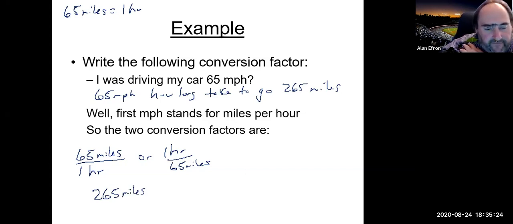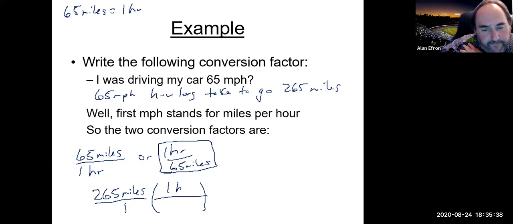Again, not really a fraction, but the unit of miles is on top, which means to get rid of the miles, we need it on the bottom. So we would want to use this conversion factor. And we would go 1 hour, 65 miles. Again, we're going to cancel out the units of miles because miles on top, miles on the bottom will cancel.